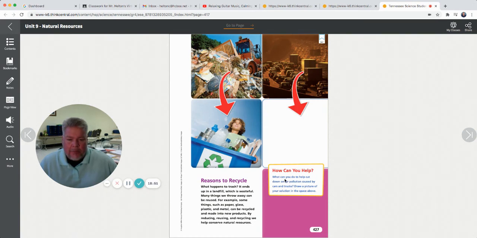How can you help? What can you do to help cut down on air pollution caused by cars and trucks? Draw a picture of your solution in the space above. Well, right now you're not going to school every day in a car or truck, are you? You're staying home. But we could carpool. We could have more than one family in a car, so we could use less cars, make less pollution.